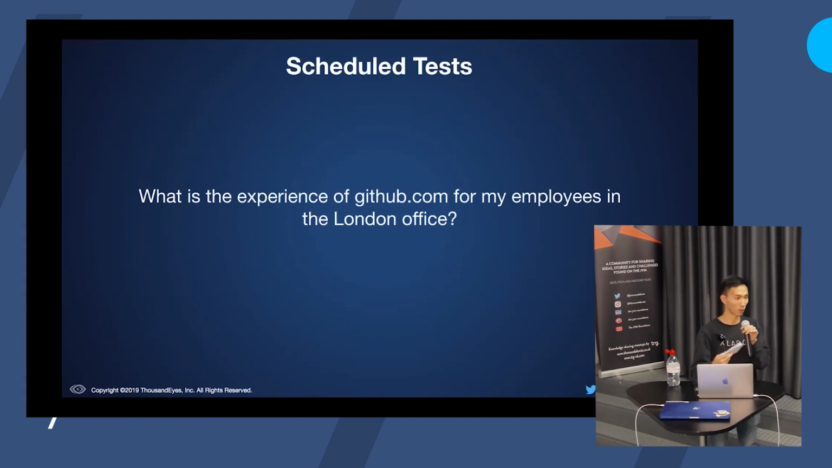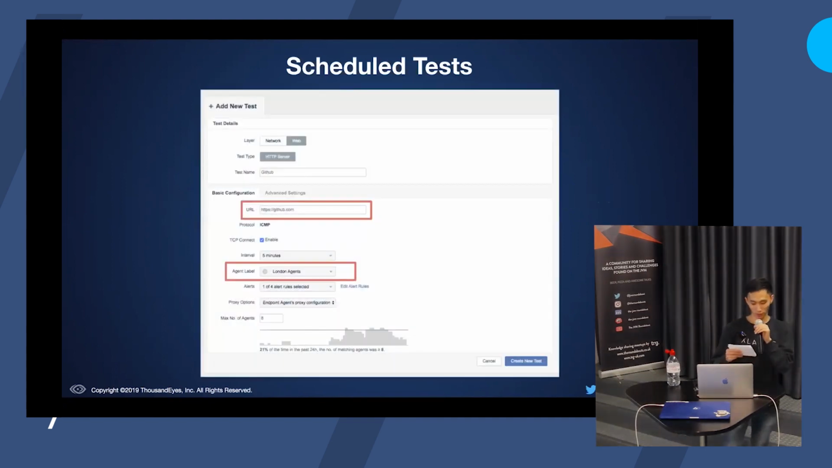From our point of view, we require two pieces of information from our customer. Firstly, a URL for the application that they're interested in monitoring, in this case, GitHub.com. And secondly, the agents that are applicable for this test, in this case, the agents in the London office. This is configured in our platform through a web interface. And when this is done, our endpoint agents will begin collecting various metrics.